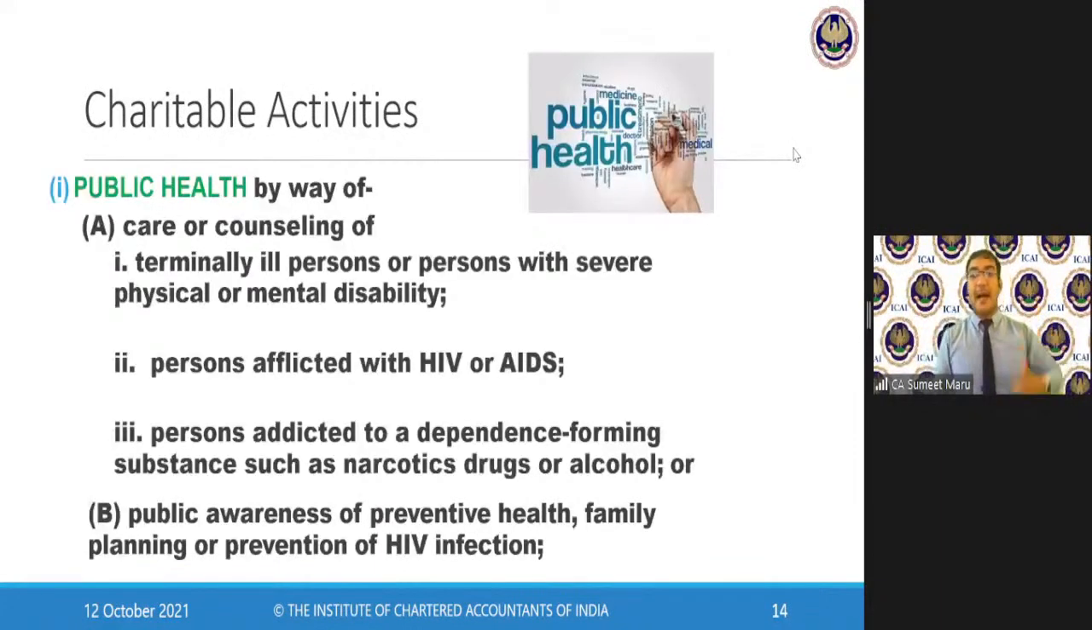So the first part of the activities of a charitable trust comes to an end here, which talks about public health: taking care or counseling of three kinds of persons, and an awareness program also comes under public health. Any queries so far? Let me check for your queries.